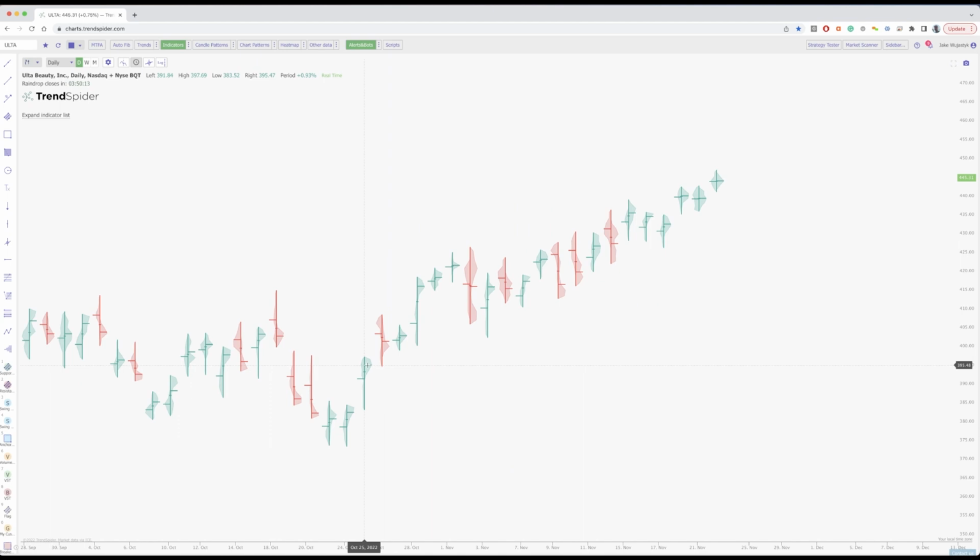So really using these around resistance and support zones and seeing, okay, is there volume above resistance? Is there volume below support? Who's in control, buyers or sellers? Is there conviction by the buy side? Is there no conviction by the buy side? And that's exactly what these raindrops will show you.